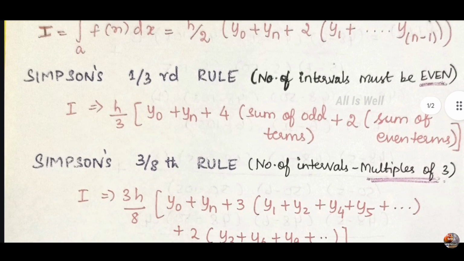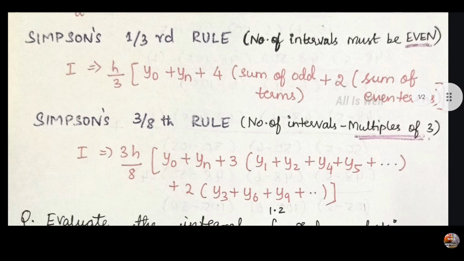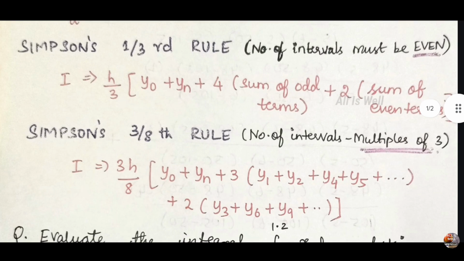For Simpson 1/3 rule, the condition is number of intervals must be even. If it is even, then we have to apply Simpson 1/3 rule. Here, the integration equals h by 3 multiplied by the initial value of y and final value of y plus 4 into sum of all the odd terms, that is y3, y5, y7 likewise, and plus 2 into sum of even terms, that is y2, y4, y6.